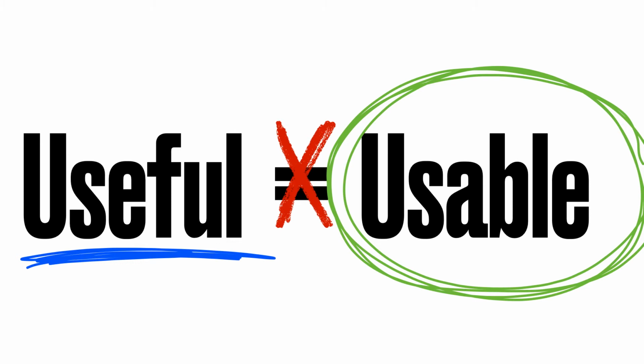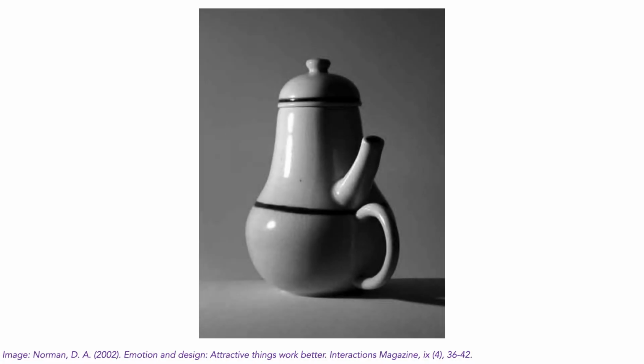Now, to further emphasize this point, here are some examples of objects that are useful, but not necessarily usable. Here is what we refer to as the masochist teapot. It is useful, especially if you're a fan of tea and hot water, but it's not terribly usable because you can't pour out hot liquid without burning your wrist.